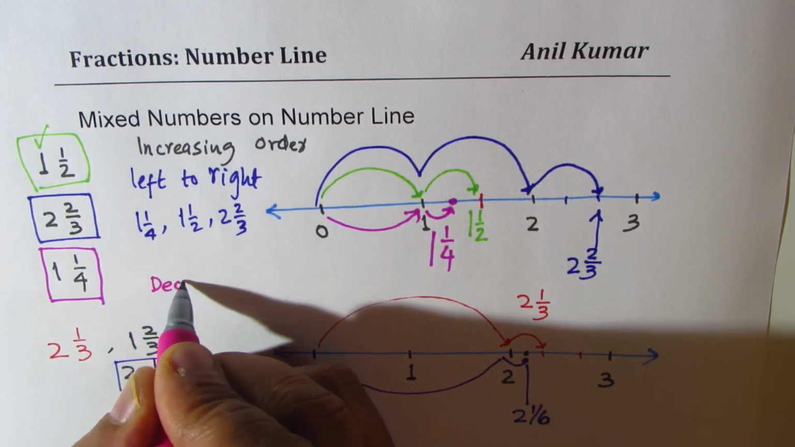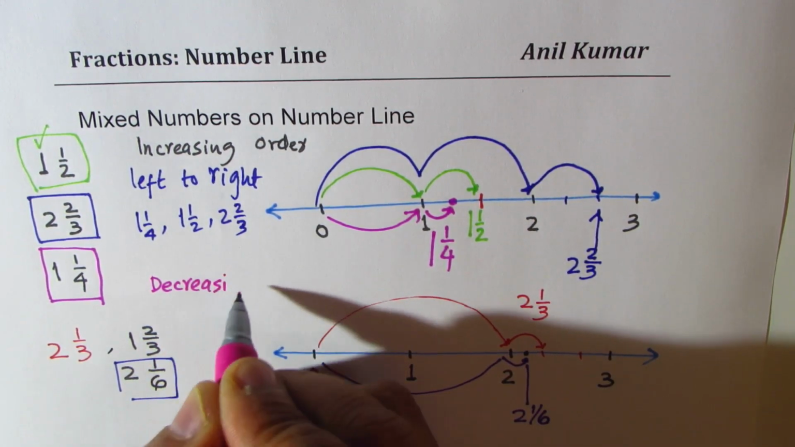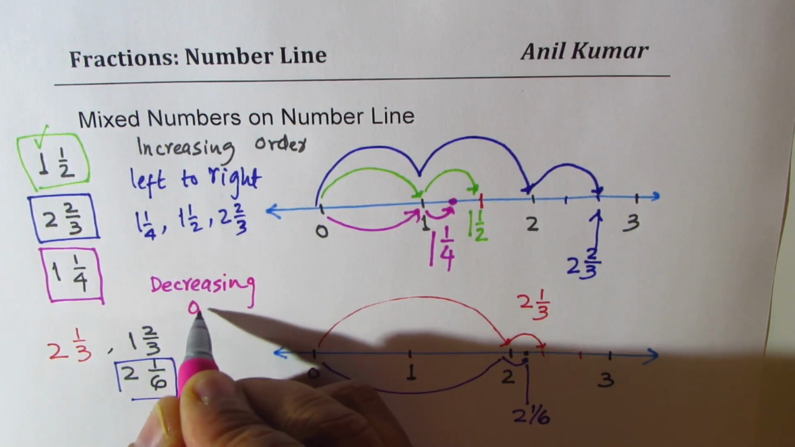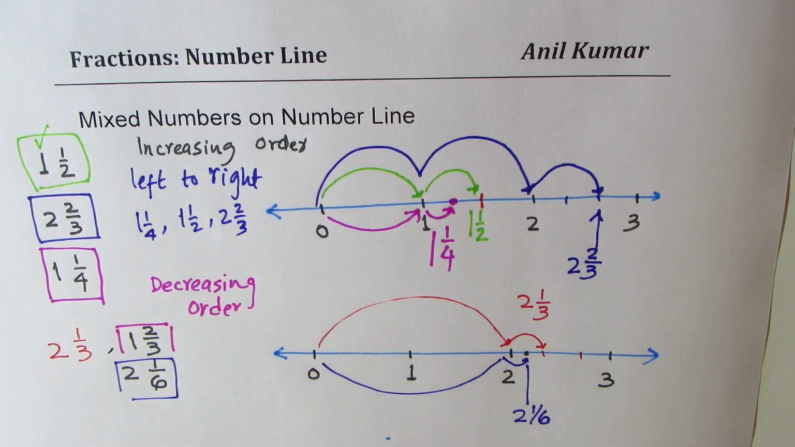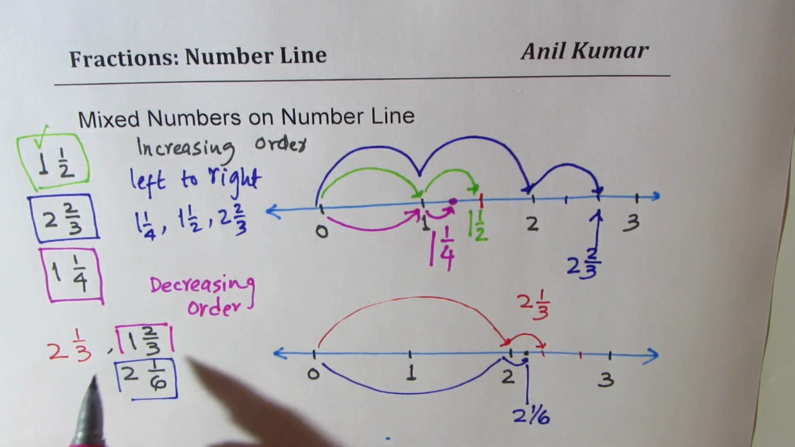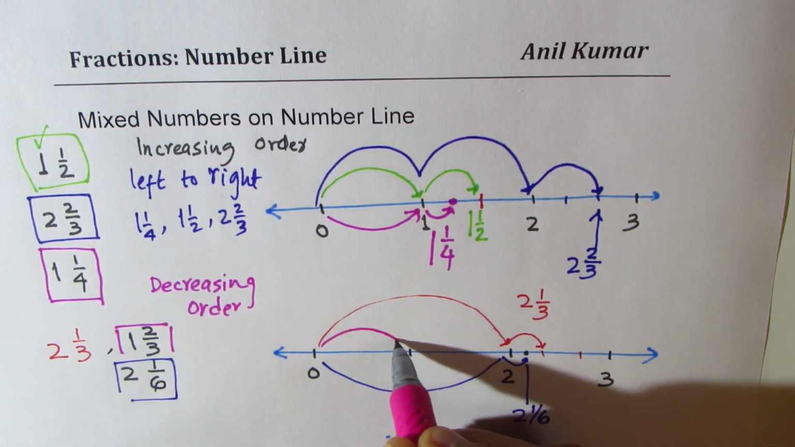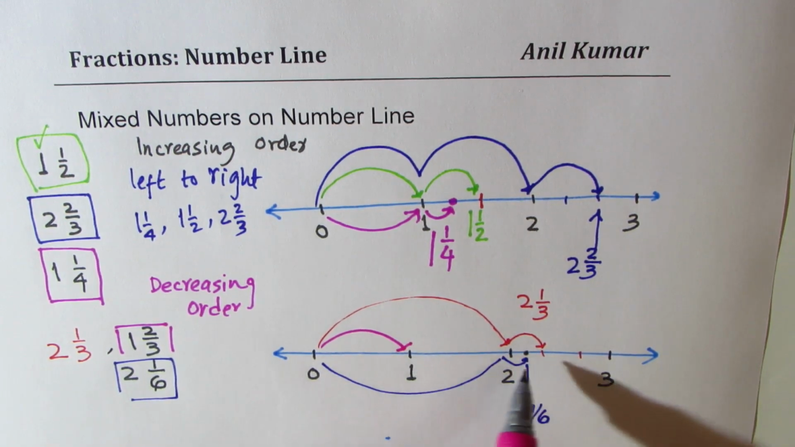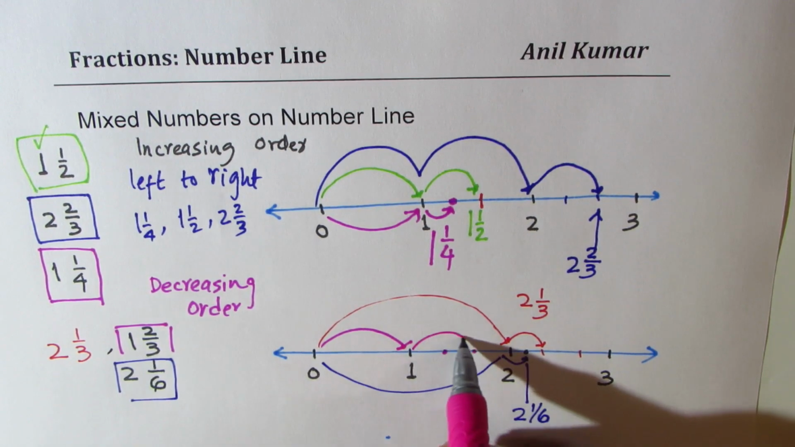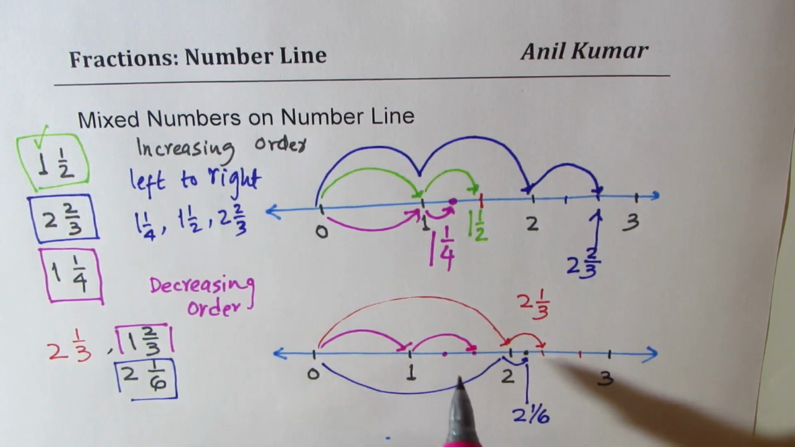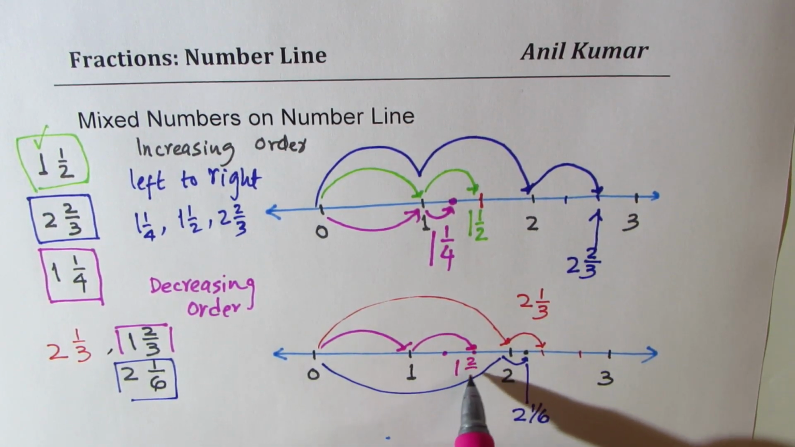Now I'd like you to do this exercise, and for the second set, I would like you to put the numbers in decreasing order. You need to place 1, 2 over 3 to get the correct answer. 1 over 2, 1, 2 over 3 means go to 1, divide the second into 3 equal parts and take the second one. That is it, right?